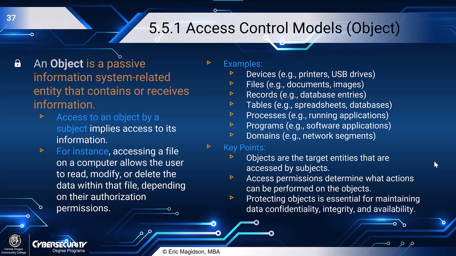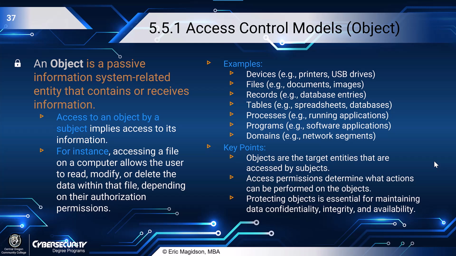So an object is a passive information system related entity that contains or receives information, okay? So accessing a file on a computer allows the user to read, write, or delete the data, right? So normally, if you're the author, you're the one that creates the file, you tend to get full permissions, read, modify, and delete, and in some cases are able to then extend permissions to ensure that other users can say only read, okay?